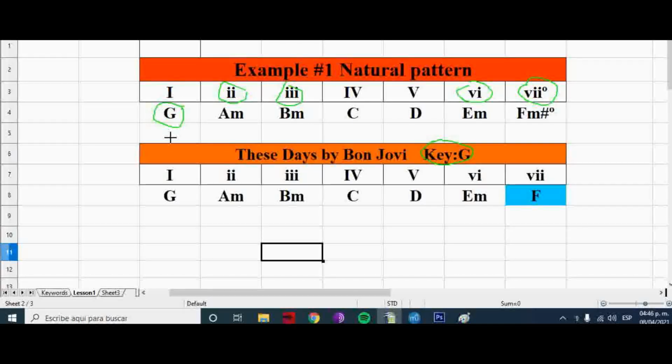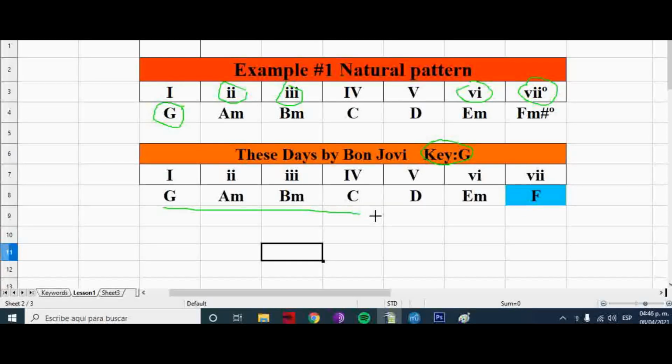This is the key. Okay, this is the natural pattern I mentioned earlier, and I want you to practice to transpose other keys, other notes, in this case G. But notice here we have the same idea right here.